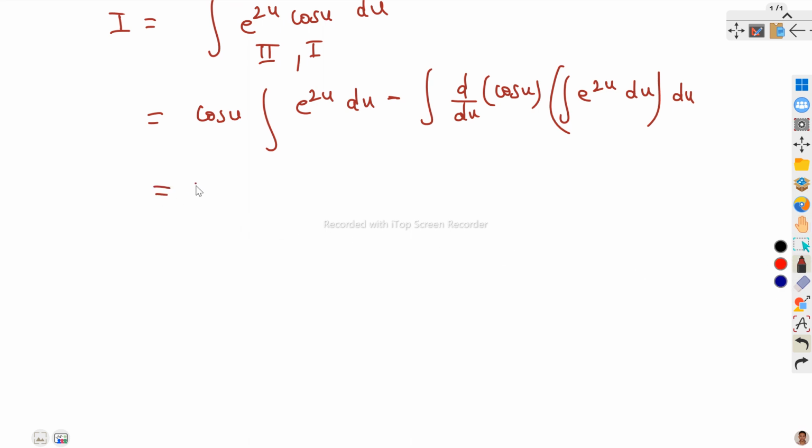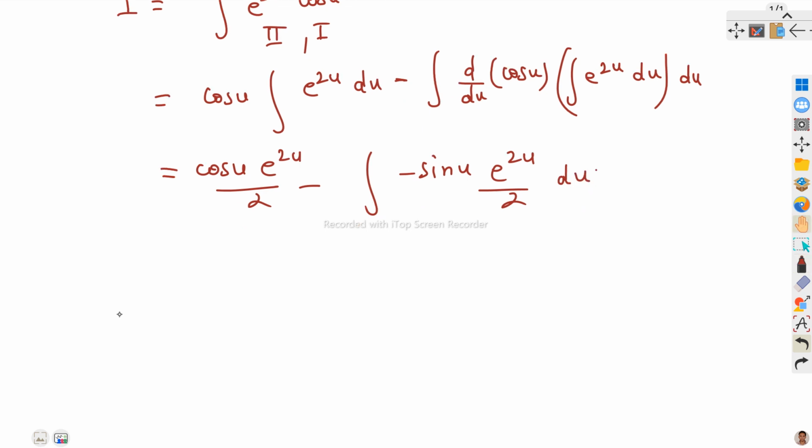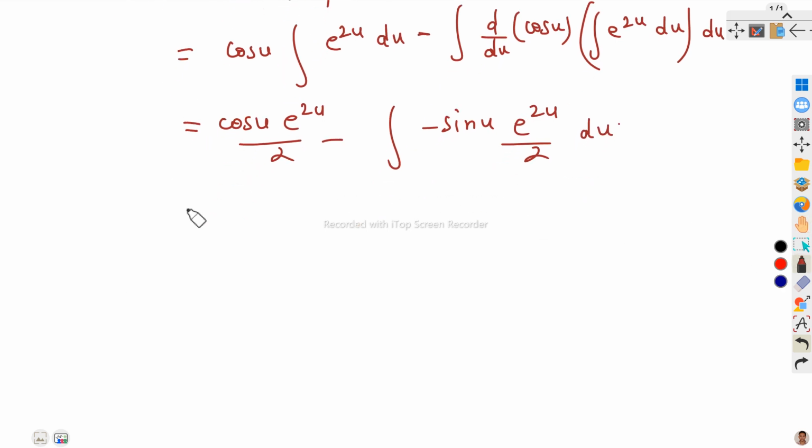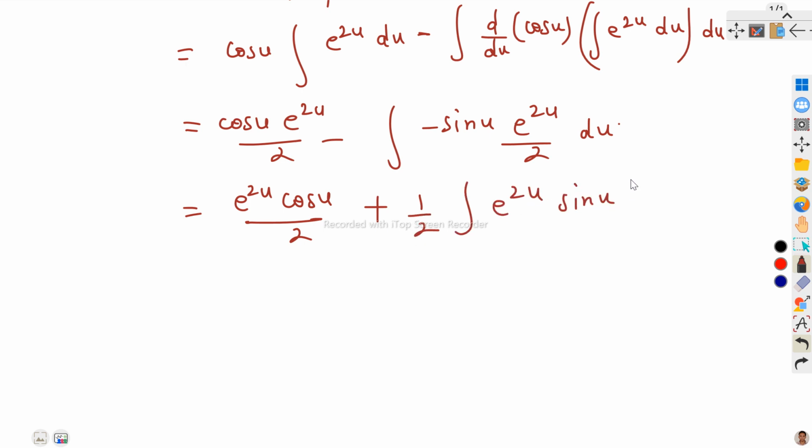Again we can write this as cos u times e raised to power 2u upon 2, and this is minus sin u, so this is minus of minus sin u times e raised to power 2u upon 2 du. We can write this integral as e raised to power 2u cos u upon 2, plus 1 upon 2 times the integral of e raised to power 2u sin u du.